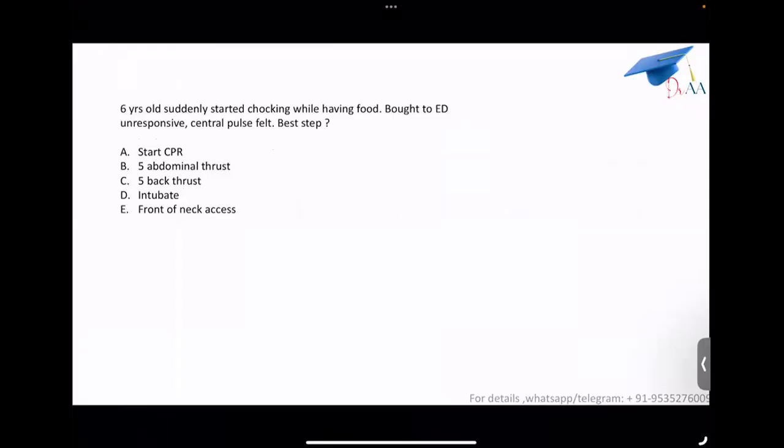We have a 6 years old who suddenly started choking while having food, brought to the ED unresponsive, central pulse felt. This is again a repeat of the question we have discussed. Start CPR. Ideally, it should have been 5 rescue breaths, but as it is not mentioned, we are selecting start CPR here.